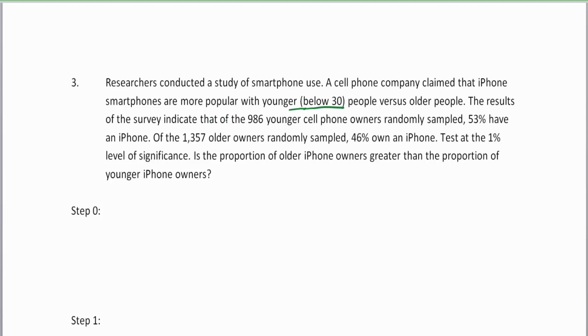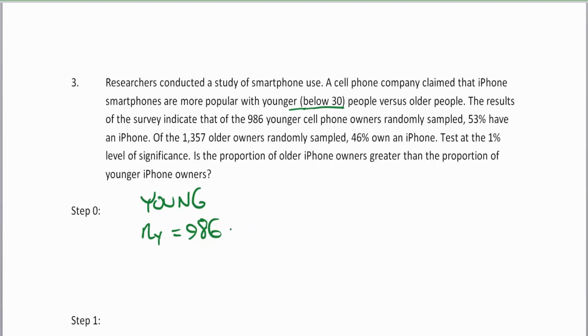The results of the study show that, okay, so if we have young people here, the N size of the young group here is 986, and 53% had an iPhone. Okay, so the younger people, sorry, I think I misread the problem at the start. It looks like younger people have iPhones and older people don't. All right, so let's keep on with that hypothesis here.